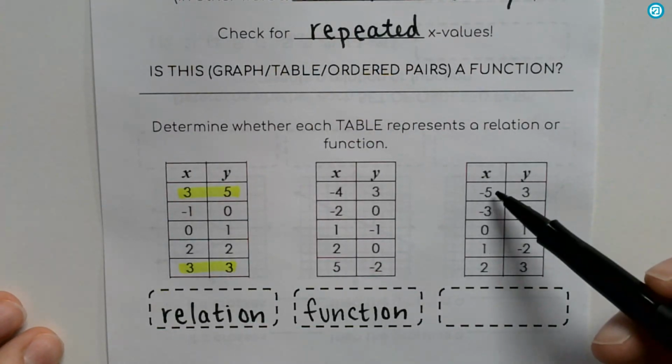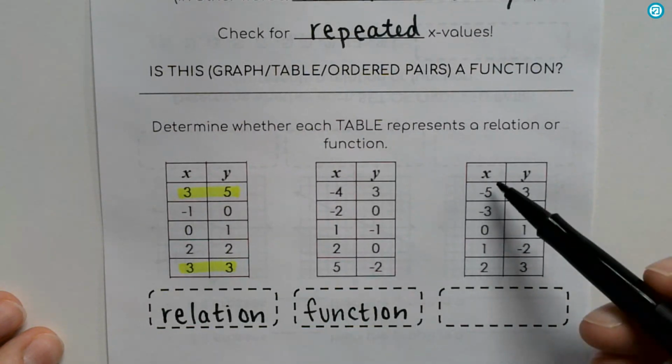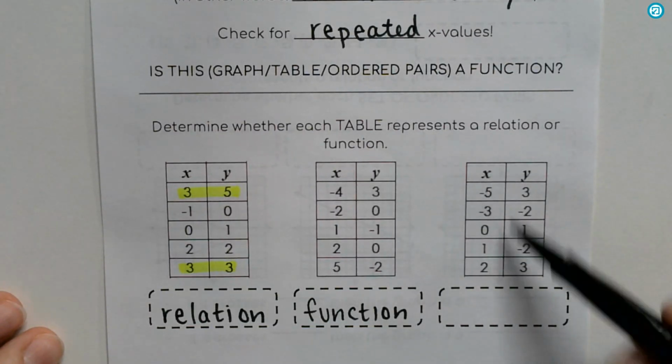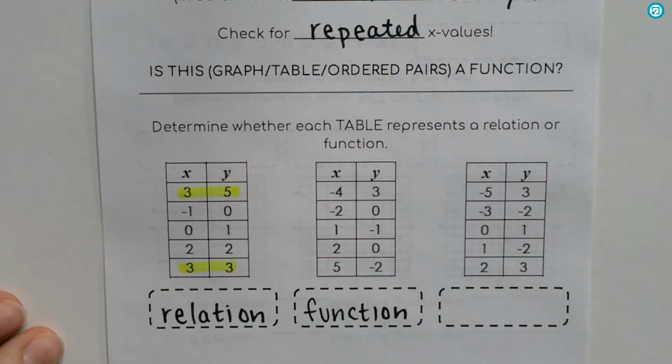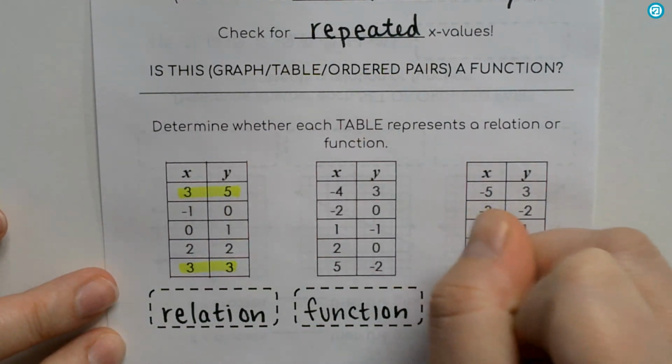And then same with this one, -5, -3, 0, 1, 2. None of those are the same, so they have no potential to leading to different y values. So this one is also a function.